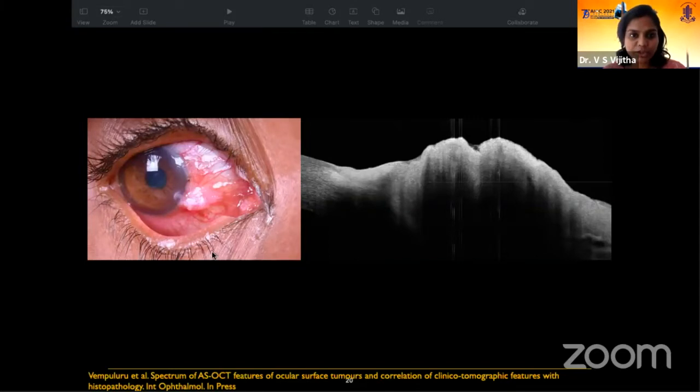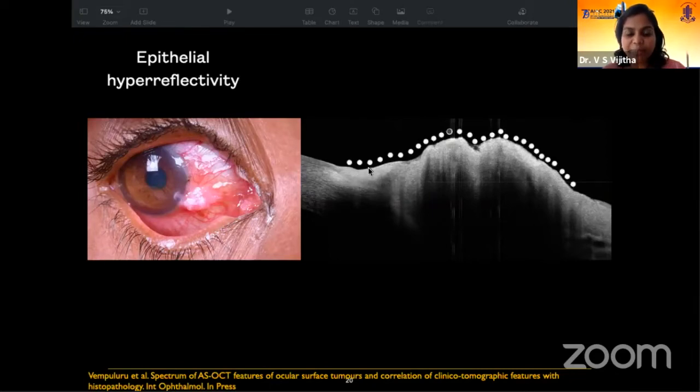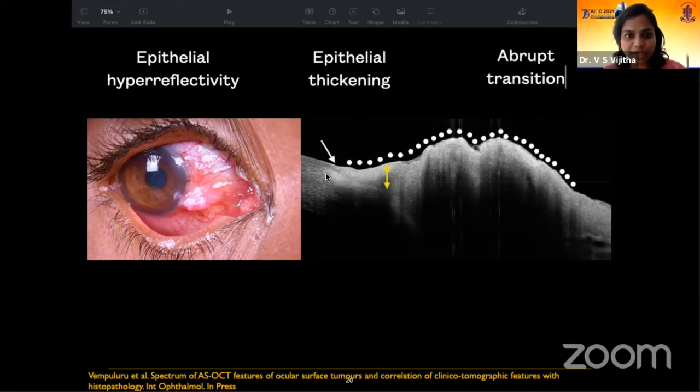Let's take a look at this clinical picture, which shows a leukoplakic lesion in the nasal quadrant at the limbus. The corresponding scan through the lesion shows epithelial hyperreflectivity. By that, I mean the increased whiteness of the lesion when compared to the normal corneal epithelium next to it. You may also note that as you trace the epithelium towards the right, there is progressive thickening in the epithelium. Bringing your attention to this point, where the corneal epithelium looks distinctly different from that of the lesion on this side, this is known as the zone of abrupt transition.